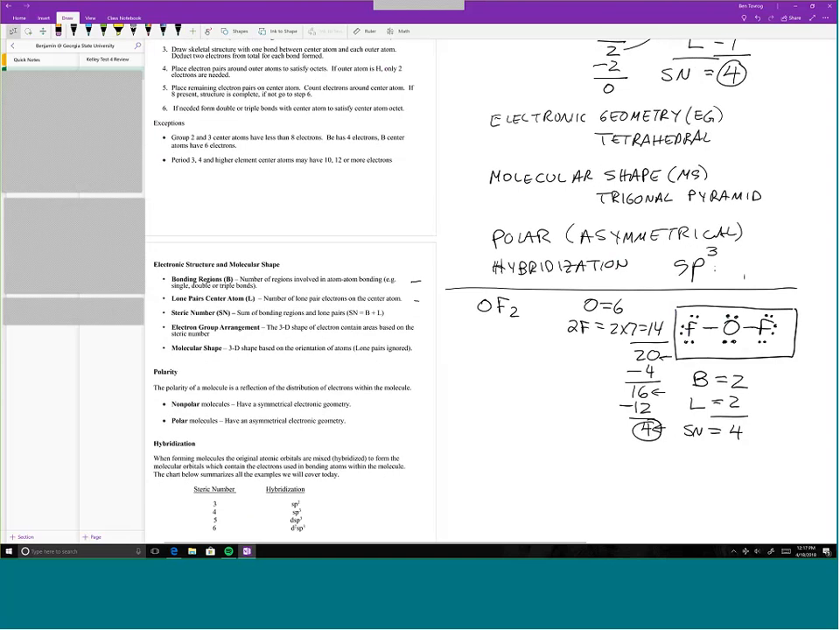Now, the electronic geometry. Remember the electronic geometry is driven by the steric number. And just as it was in PCl3, when the steric number is 4, the electronic geometry is tetrahedral. So that part is similar. Now the molecular shape, that's going to be different. We have a different arrangement. Hold on just a second.